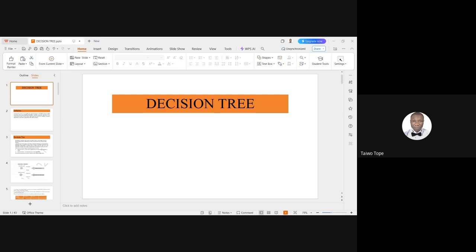And this tree-like diagram will show available alternatives. This tree-like diagram will show possible future events. This tree-like diagram will show probabilities. This tree-like diagram will show outcomes, or what we refer to as payoffs. The payoffs can be in the form of profits, revenue, or prizes. Yes, so it depends.